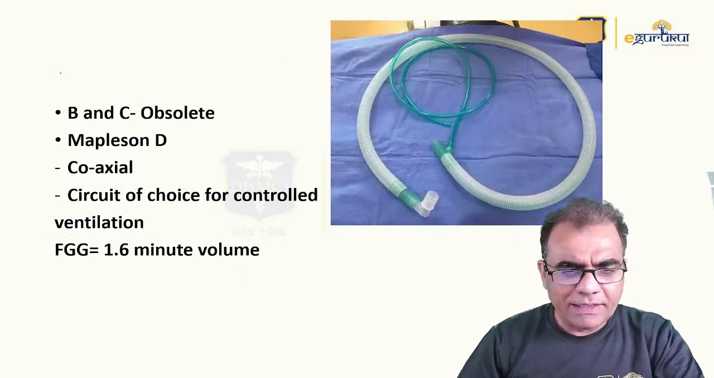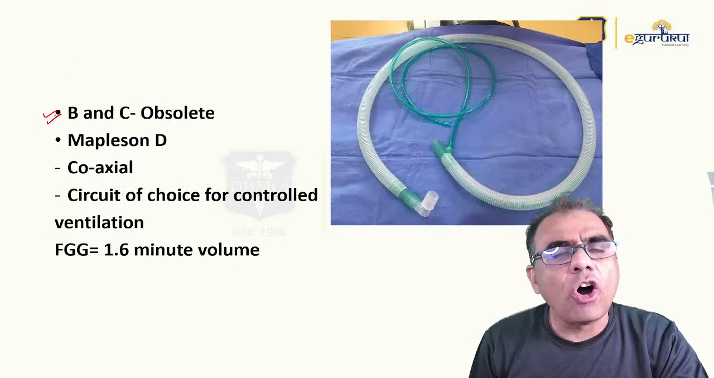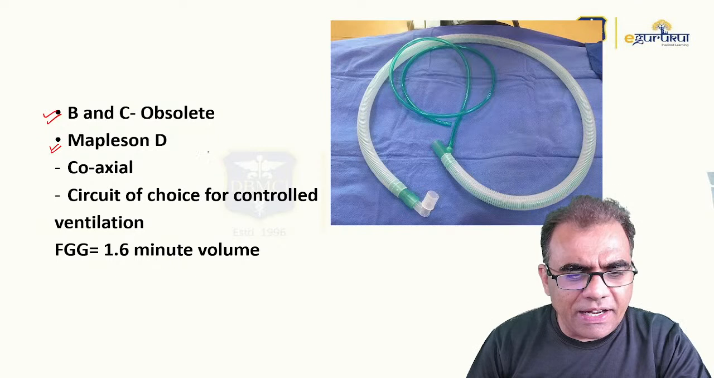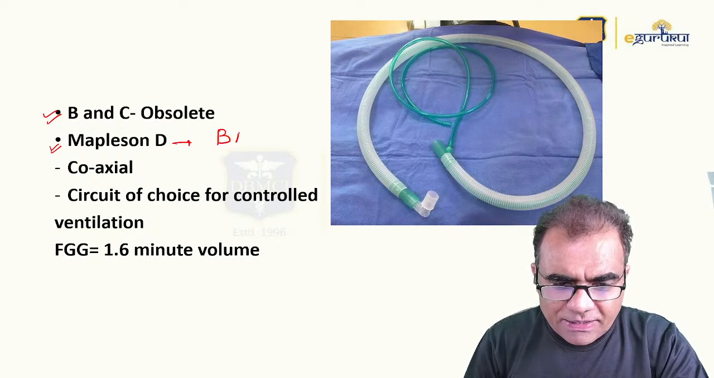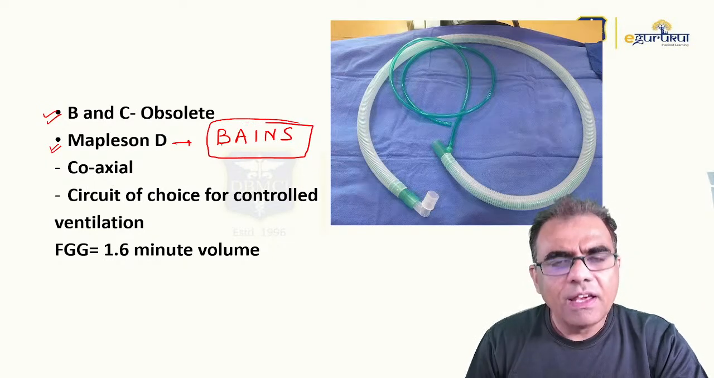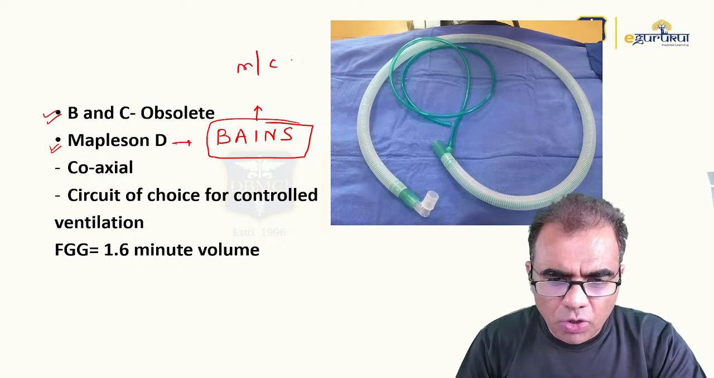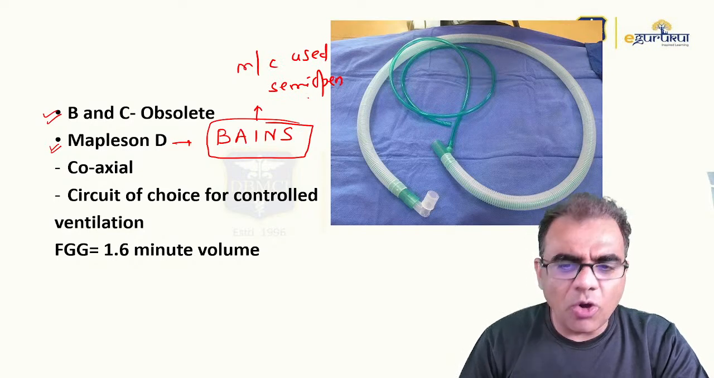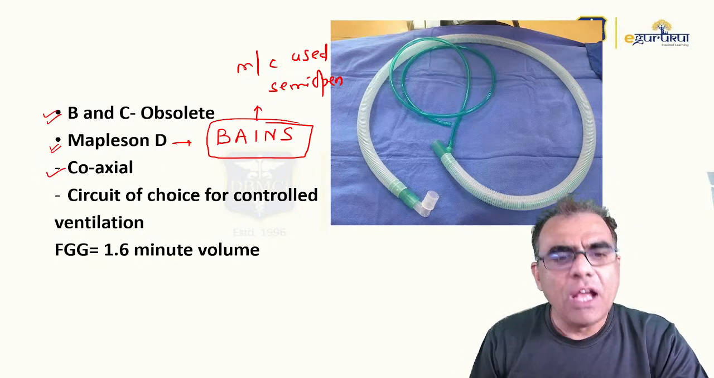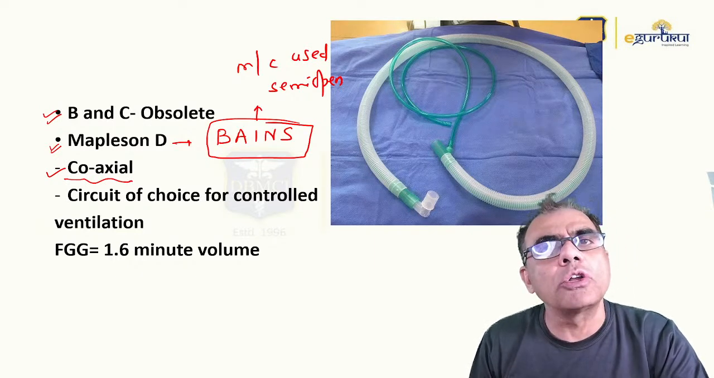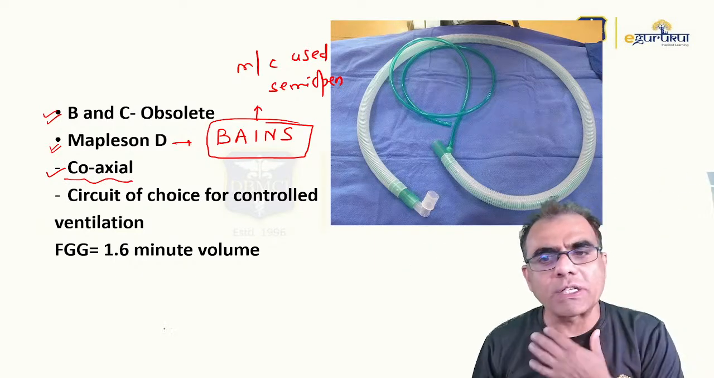Fine. Then B and C are obsolete. A modification of Mapleson D, that is Bain. A modification of Mapleson D is the most commonly used circuit. So this Bain is the most commonly used type of semi-open circuit, and it is coaxial. Coaxial means they have incorporated an inner tube into an outer tube, one tube passing through the other.